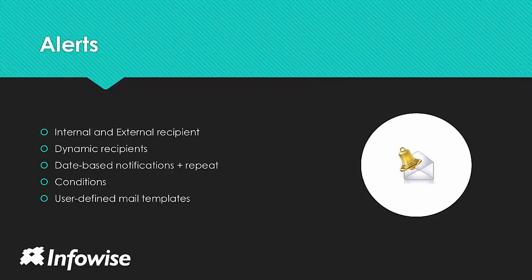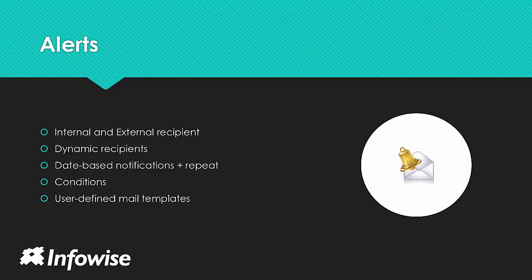Alerts. Unlike SharePoint alerts, we can use both internal and external recipients, so we can send to our customers and so on. The recipients can be dynamic. For example, the approver for this item can be different from the other item, so we want to email that specific person and not just a general group of approvers.